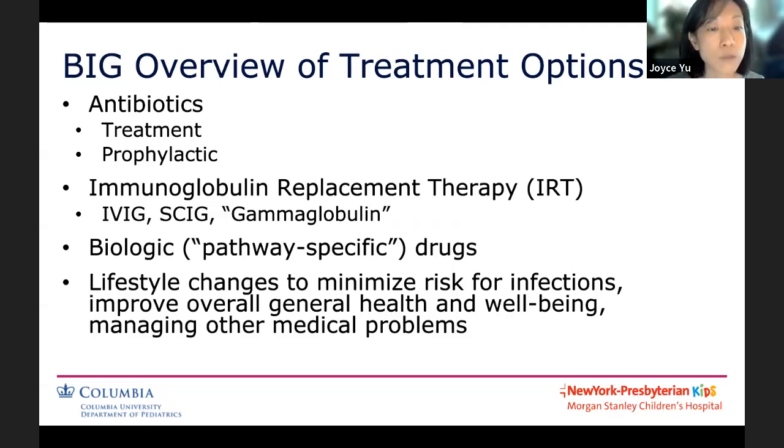You also want to do lifestyle changes that can help improve your overall general health and well-being, for example, exercising and eating healthy. And you also do want to make sure to manage your other medical problems. For example, you could go on your treatment antibiotics and minimize your risk for infections, but what if you still have your heart issues? Or what if you have your stomach issues? All of those other medical problems can still contribute to you not feeling well. So you still want to get those managed as well.